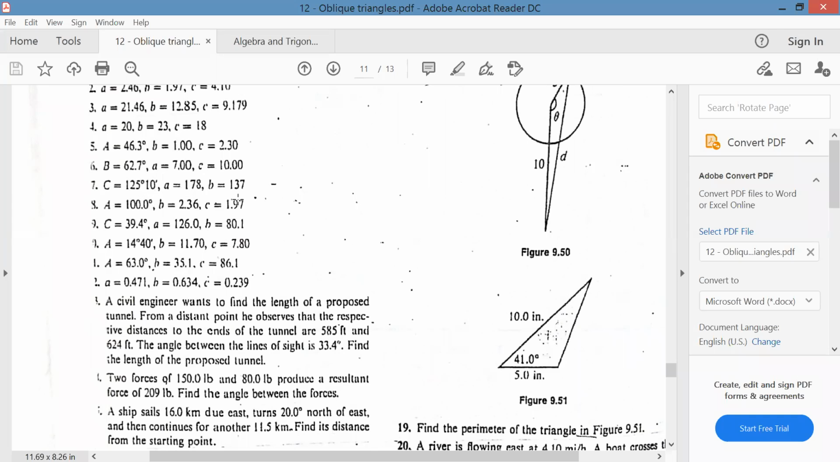A and B sides are known. One angle is known.